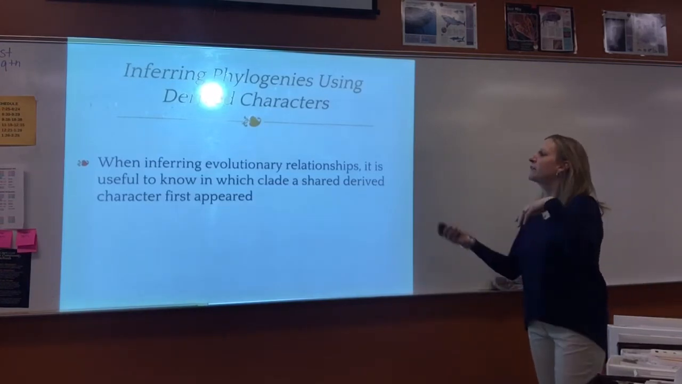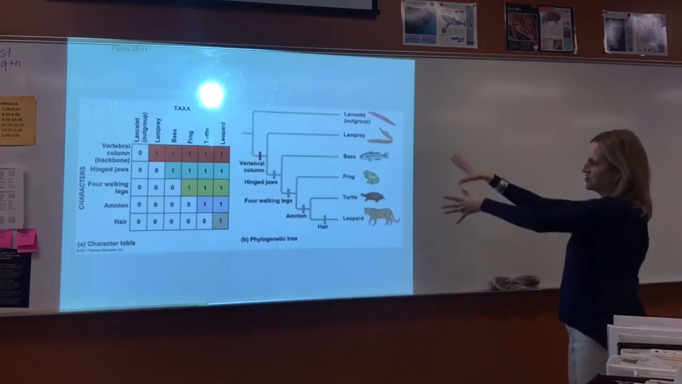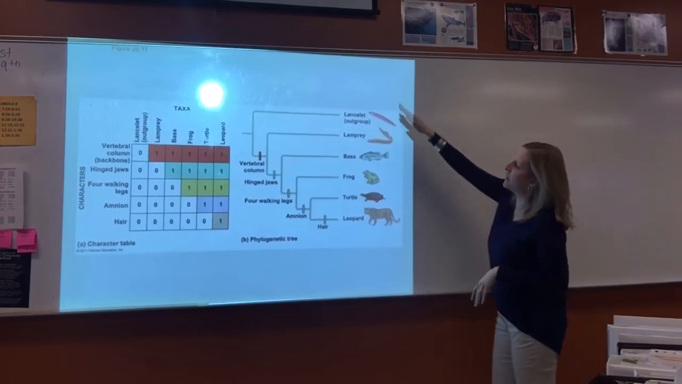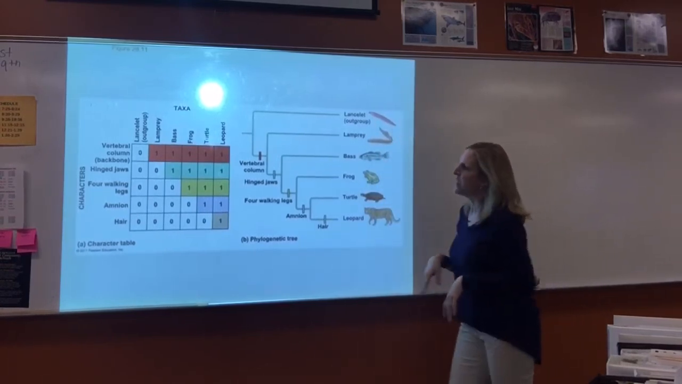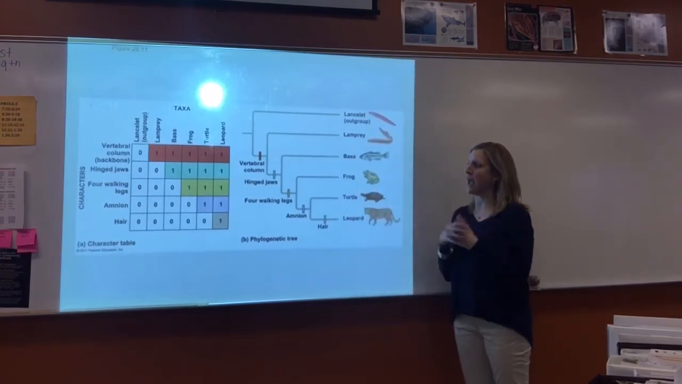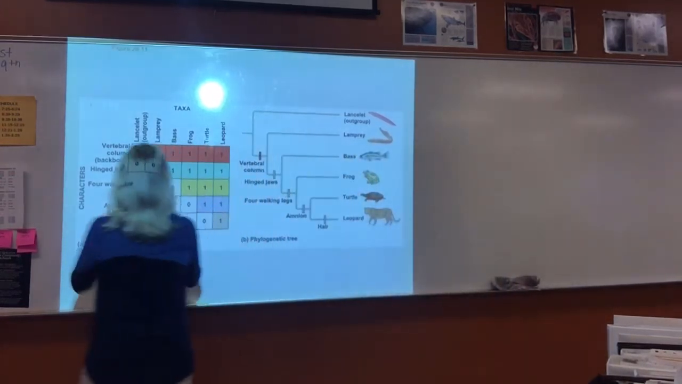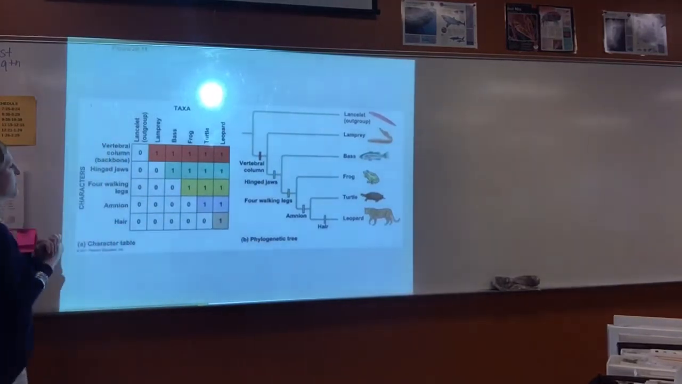So in comparing evolutionary relationships here, I'm going to show you how this tree was made using some data here. So we have 6 different organisms here, from the lancelet to the leopard. And so how they made this tree is by looking at characteristics that the organisms have. So let's talk about how they did this.